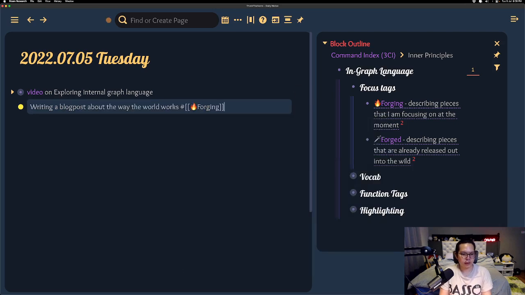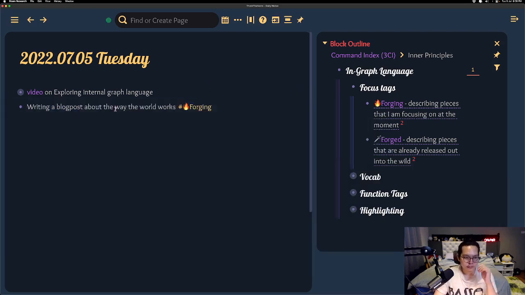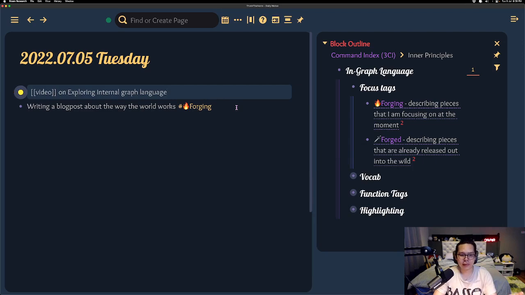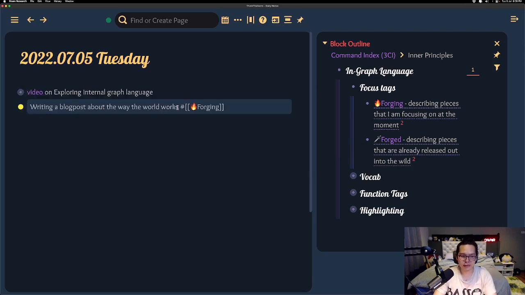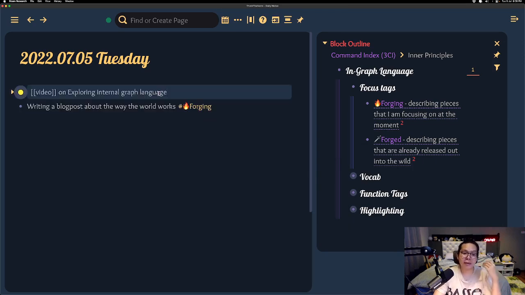As soon as I see this block, I see forging. I know my past self has been thinking about this block, whatever this may be, and it is currently in progress. In the back of my head, when I pay attention to this block as I'm going through all my notes, I stumble across this block and I think, okay, this is something that I have worked on, I am working on, and I don't have to pay attention to it now unless otherwise specified.